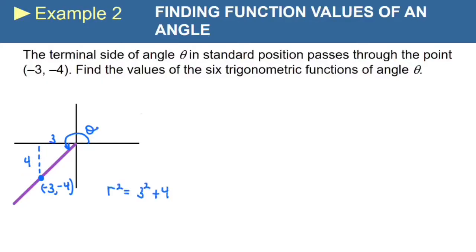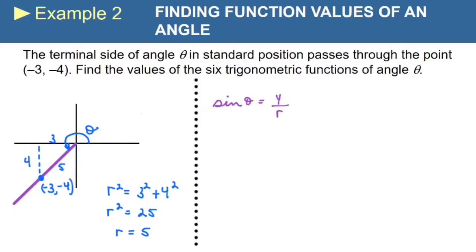So now I need to find r, so I'll say r squared equals 3 squared plus 4 squared. That means r squared equals 25 because 3 squared is 9, 4 squared is 16. Add them together, you get 25. And that means r is 5. So the hypotenuse is 5. And now we will use our 6 trig function definitions. Remember, sine of theta is y over r. Y is negative. So when we do y over r, we're going to have -4 over 5.